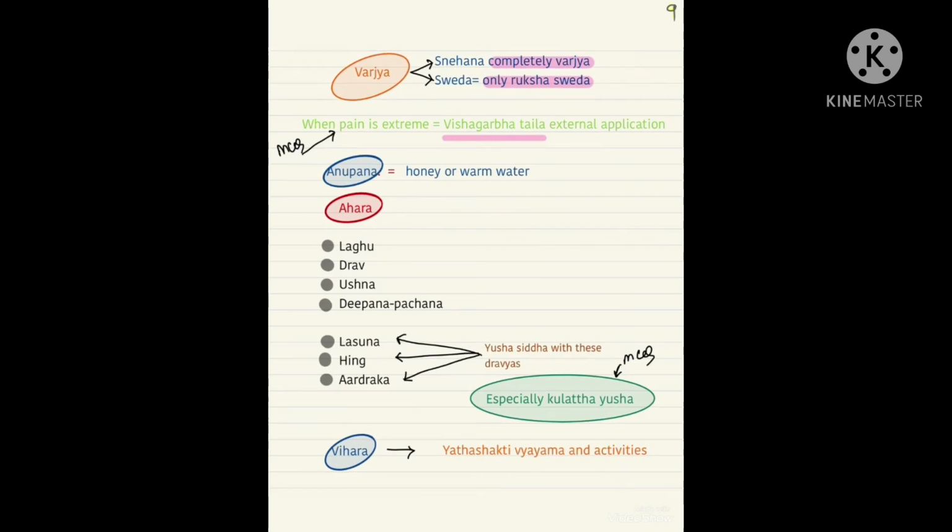Now what kind of ahar is to be given to the patient? The ahar should be laghu, drava, ushna and deepan pachan. We have to cure the Margavrodh here, right? So the ahar should be laghu, drava, ushna and deepan pachan. Also yush siddha with lasun, hing, ardraka. This yush is to be included in the diet. Especially kulatha yush is very important in ahar of Margavrodh Vatavyadhi chikitsa.